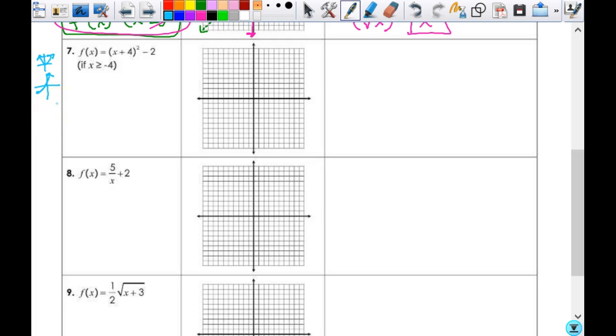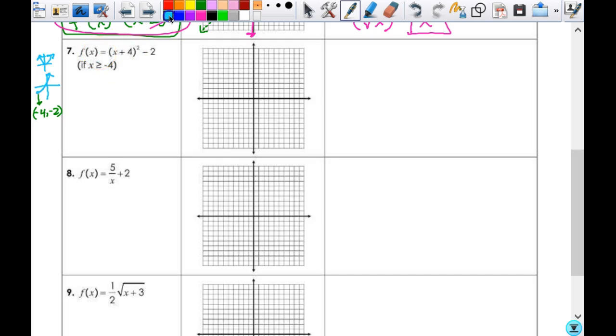Does that make sense to you? So this point right here would be -4, -2. That's why your domain has to be greater than or equal to -4. If I only have half the parabola, then what I reflected in the y and y equals x, I'm good. You with me on that? Okay.